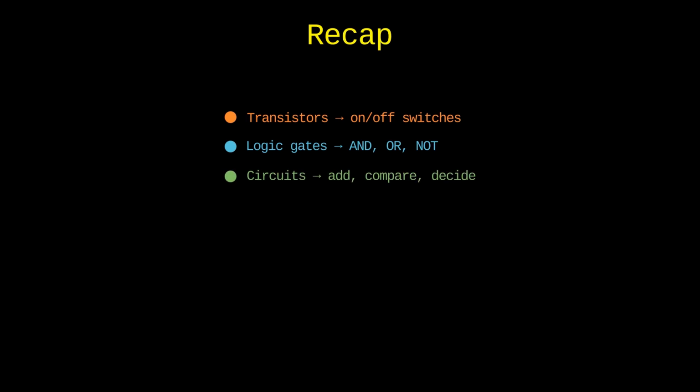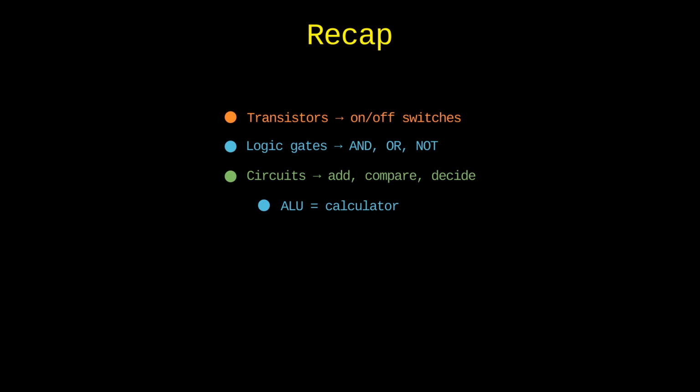Okay, let's bring everything together. At the very bottom, a computer is made of tiny switches, transistors, each one either on or off. 1 or 0. Those switches are combined into logic gates, AND, OR, NOT, which implement simple rules about those on-off signals. Logic gates are combined into circuits that can add numbers, compare values, and make decisions.